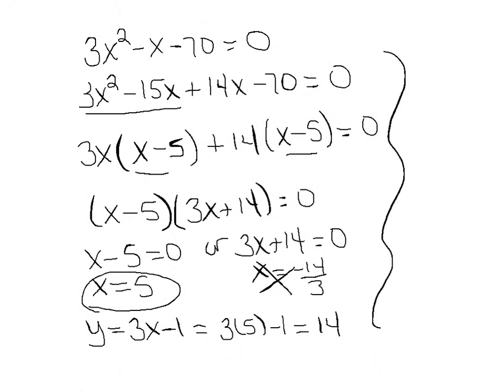Let's check to see what our answer is going to be. I have x is equal to 5 and y is equal to 14. If I multiply 5 times 14, I indeed get 70. Therefore, I know that my smaller number is 5 and my larger number is 14.